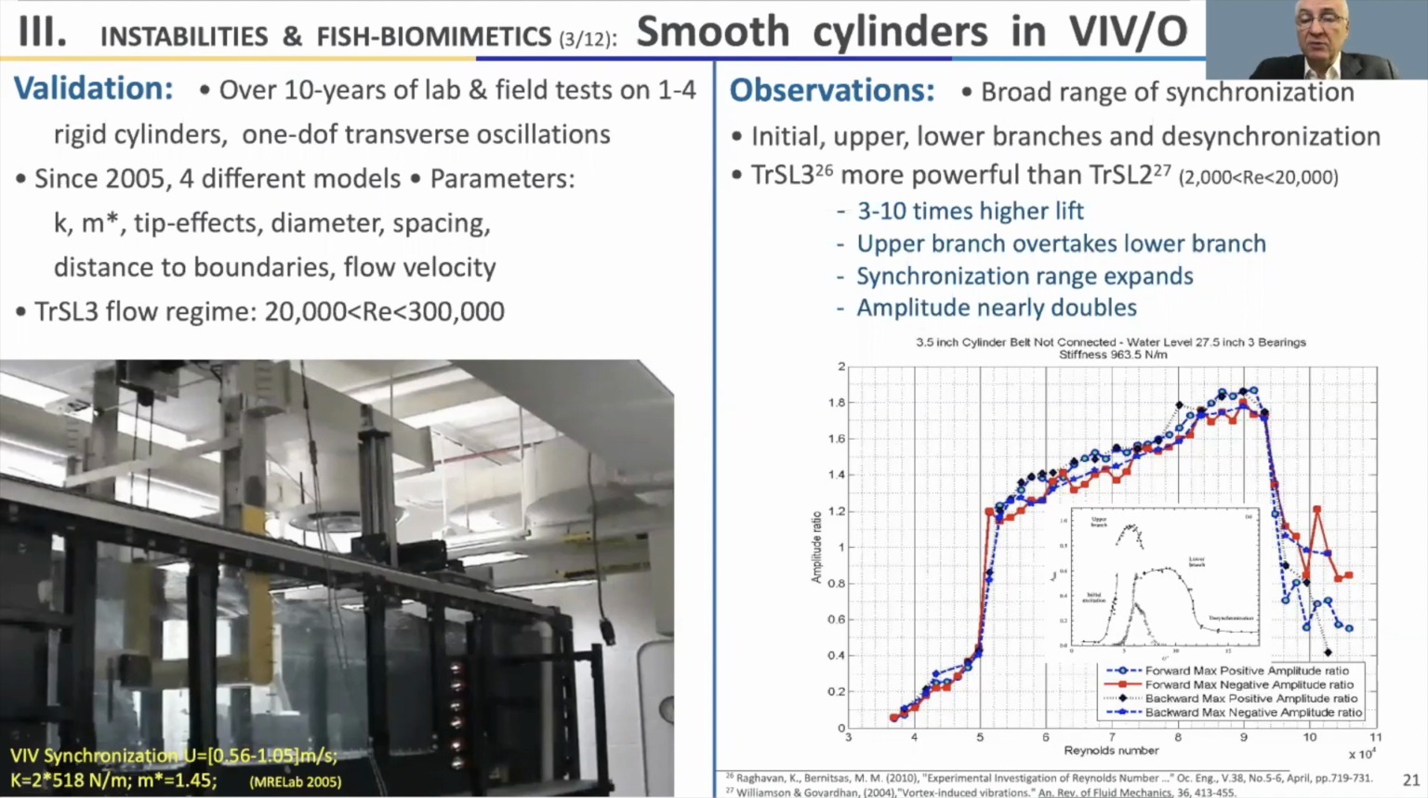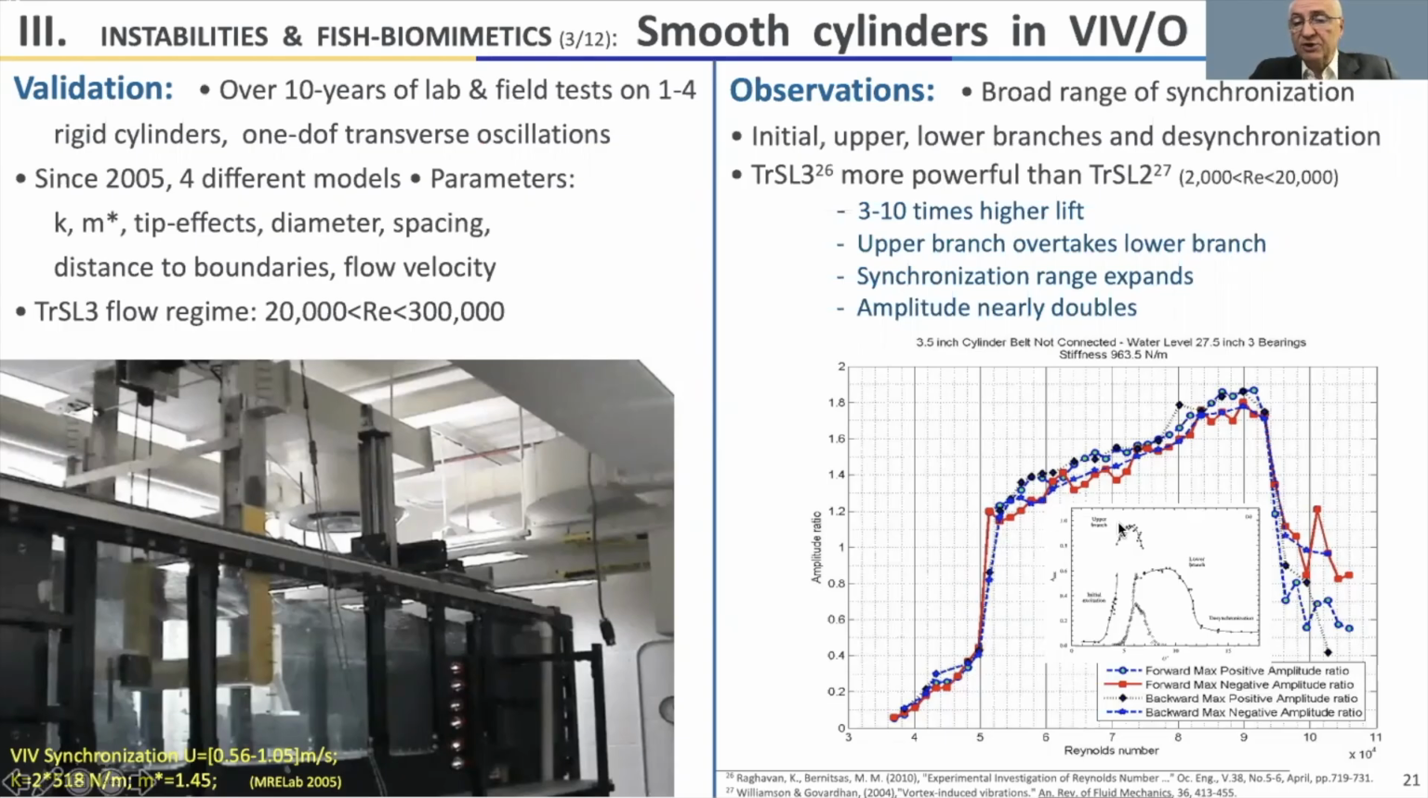If you move into high Reynolds numbers between about 20,000 and 300,000, as we have done in my lab, then you are in the so-called TRSL3 flow regime, transition shear layer 3, where the shear layer is fully turbulent and the lift is much higher, 3 to 10 times higher. They have the common characteristics that we have an initial branch, an upper branch, which in this case overtakes the lower branch. You have a minimal lower branch and then desynchronization. The amplitude here goes up to 1.8, 1.9 diameters with a smooth cylinder.